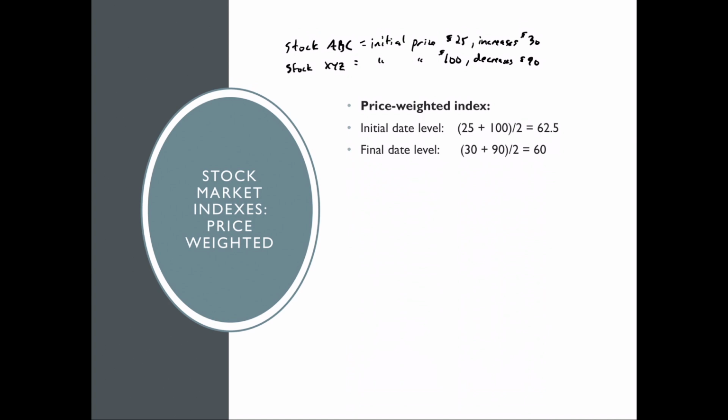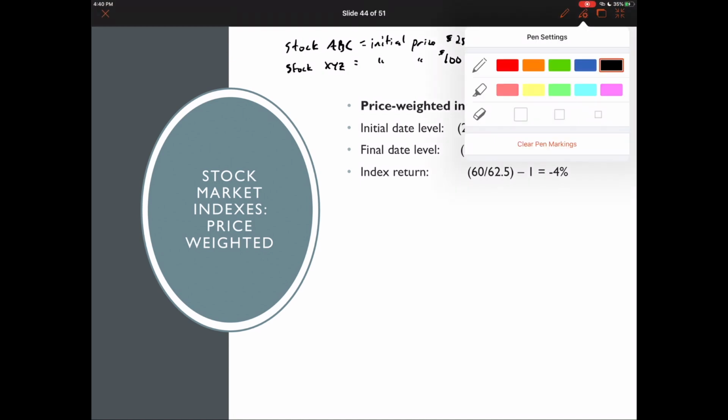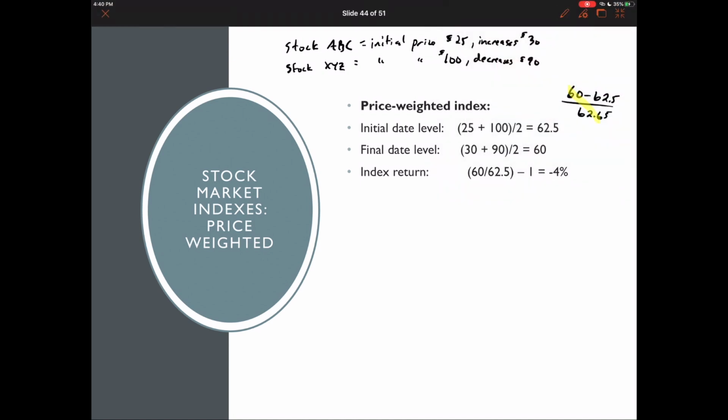To calculate the index return, it would be 60 divided by 62.5 minus 1. So we get a return on the index of minus 4%. If this is kind of confusing, you would just take ending minus beginning divided by beginning. That's how we get the 60 divided by 62.5, and then this is where we get the minus 1. So that's all that this equation right here is showcasing. So our index return actually decreased 4% in this price weighted model.